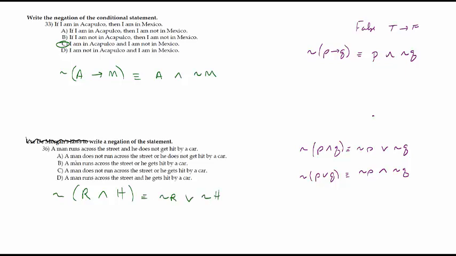So not R is the man does not run across the street, or, and the negation of not hit by a car would be is hit by a car. So a man does not run across the street, or he is not hit by a car. I'm sorry, or he is hit by a car.